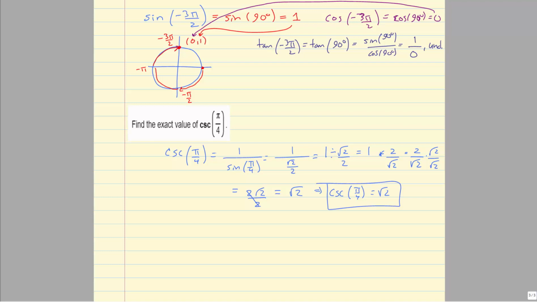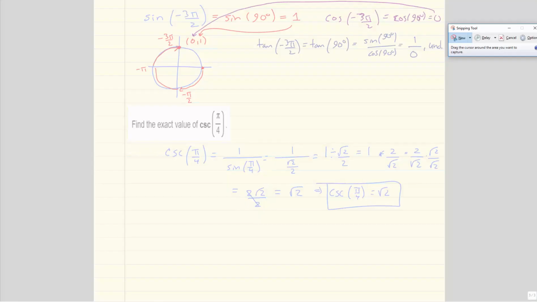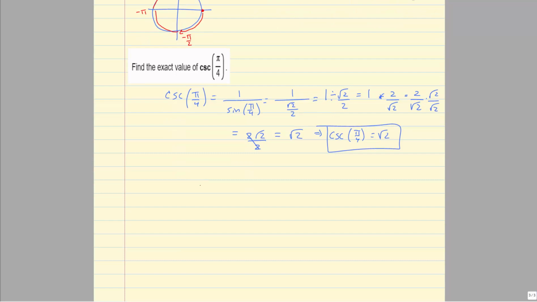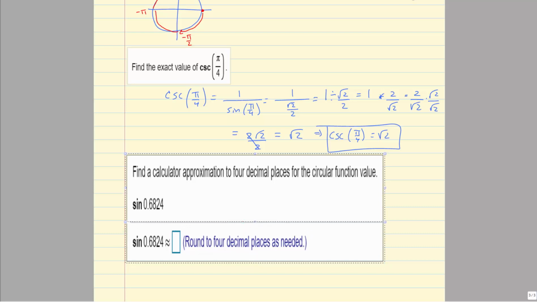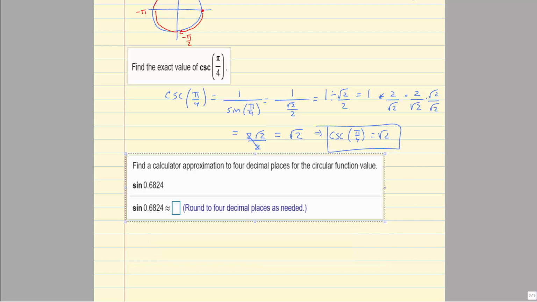Now sometimes we're not given a standard angle to work with. So what do we do if we're not given a standard angle? Well, usually we need to have a calculator involved. So let's go ahead and pull in a problem that is going to require the use of a calculator. So this one says find a calculator approximation. So this is not an exact value like with a radical or a fraction. They specifically say to round this to 4 decimal places.